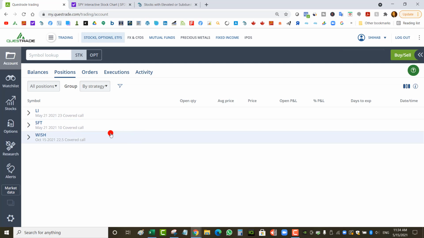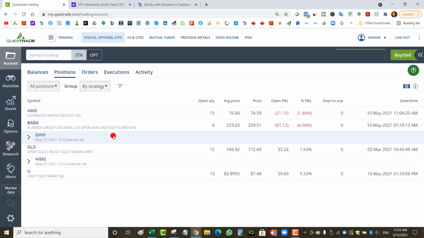So yeah, that's what I'm holding in my Questrade portfolio. As you can see, it's a lot of option selling strategies. In my TFSA, I've got a few positions that I'm thinking of buying and holding, but most likely I will probably sell. So it'll probably be a swing trade. So yeah, that was my portfolio.